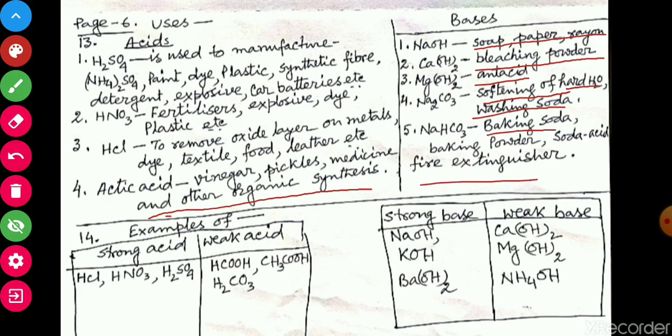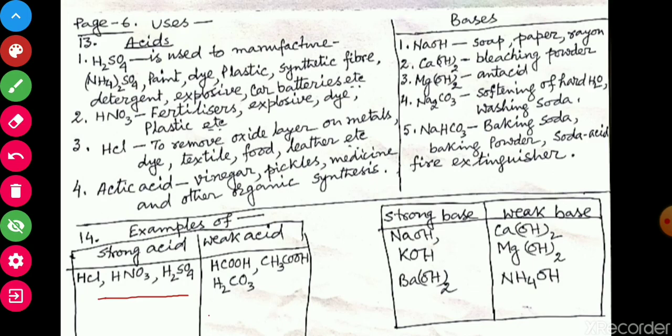Now, some examples of weak acids and strong acids. Strong acids: HCl, HNO3, H2SO4. Weak acids: methanoic acid, ethanoic acid, carbonic acid. Some examples of strong base and weak base. Strong bases: NaOH, KOH, Ba(OH)2. Weak bases: calcium hydroxide, magnesium hydroxide, ammonium hydroxide, etc.